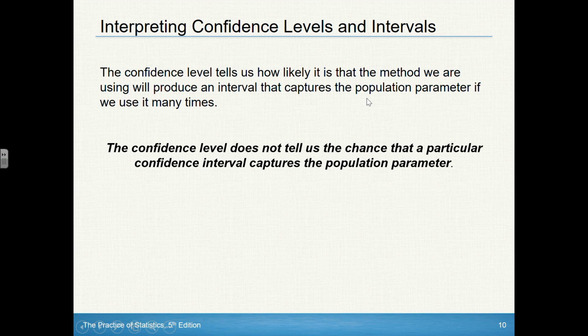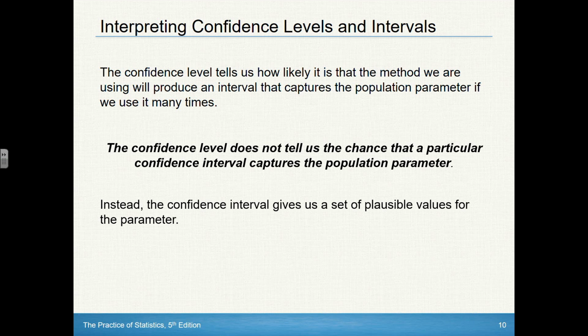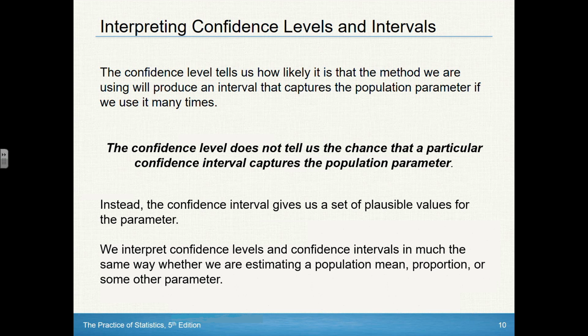Confidence level does not tell us the chance that a particular confidence interval captures the population parameter, because it either does or it doesn't. So it's either 0% or 100%. But we need to think of it as a range of plausible values for the parameter. And we interpret confidence levels and confidence intervals in much the same way, whether we're estimating a population mean or a proportion or any other parameter.